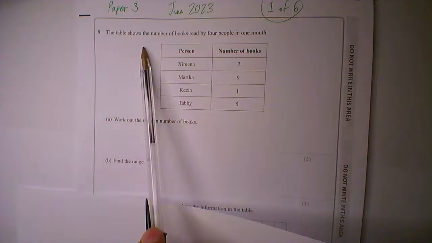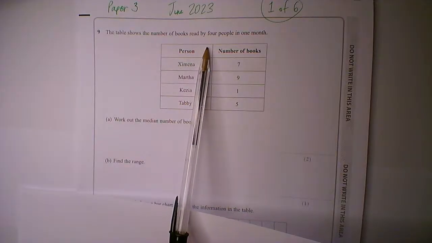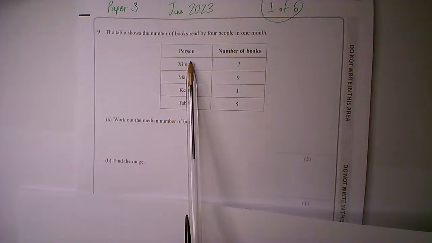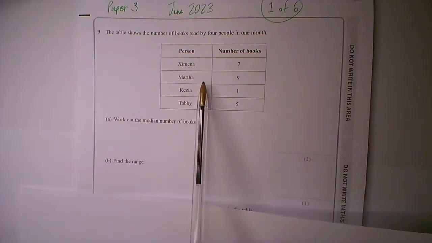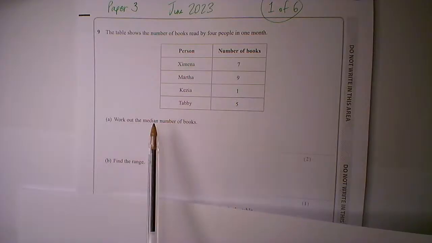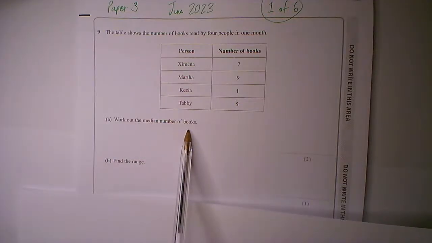The table shows the number of books read by 4 people in 1 month. We've got person: Jimena, Martha, Kezia, Tabby. The number of books are 7, 9, 1, and 5. Work out the median number of books.